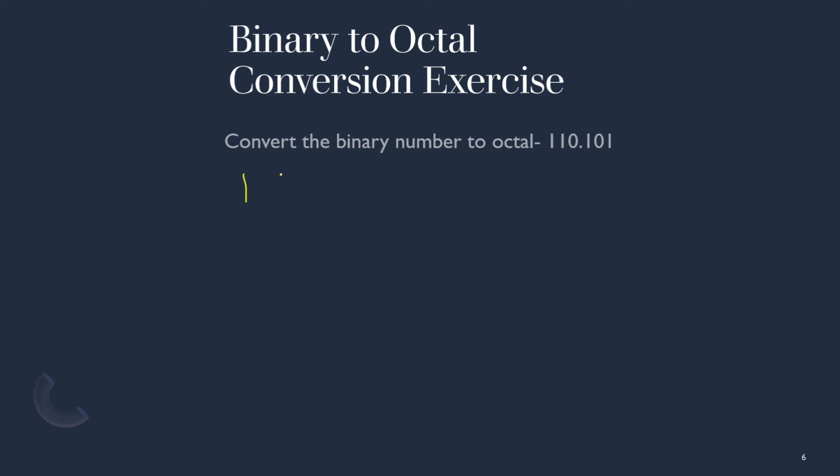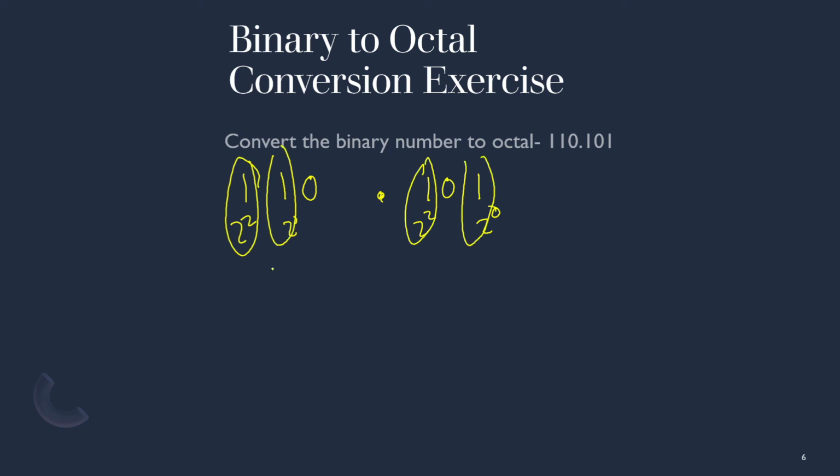Same thing over here. We are doing the same exact thing. So this matches to 2 to the 2, 2 to the 0, 2 to the 1, and 2 to the 2. There you go. Same exact thing. So what we're looking at is 6 right here, because 4 plus 2. And then what we're looking at is 4 plus 1. So you're looking at 6.5. So 110.101 in base 2 is 6.5 in octal form.